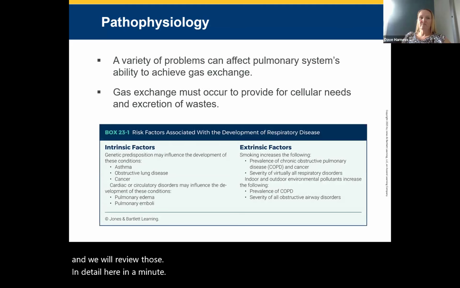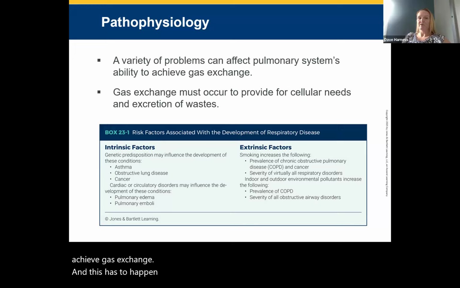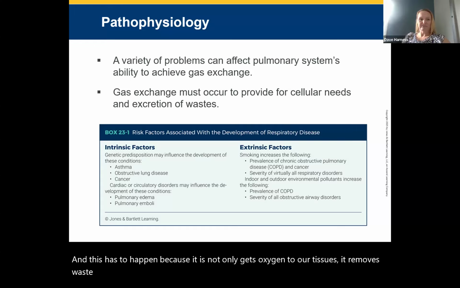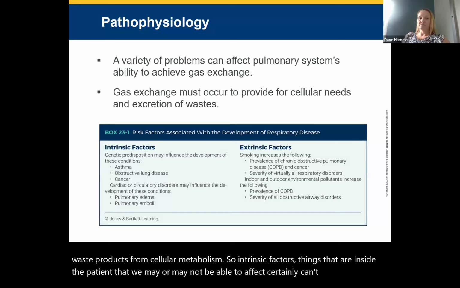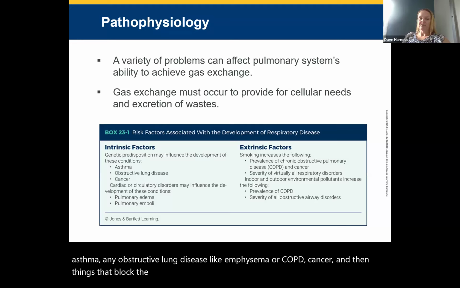So, like I said, a variety of problems can affect the pulmonary system's ability to achieve gas exchange. And this has to happen because it not only gets oxygen to our tissues, it removes waste products from cellular metabolism. So, intrinsic factors, things that are inside the patient that we may or may not be able to affect, certainly can't always cure: asthma, any obstructive lung disease like emphysema or COPD, cancer, and then things that block the flow of blood through the alveoli, like pulmonary edema or pulmonary emboli.